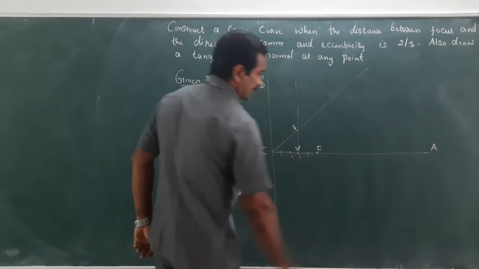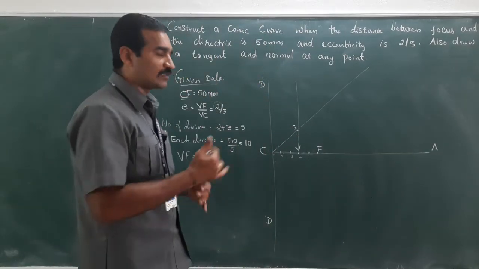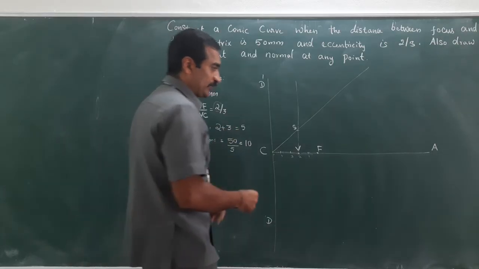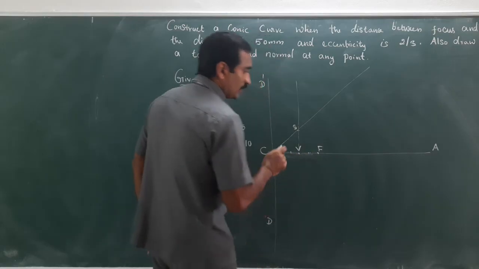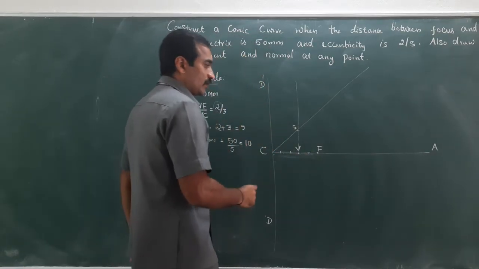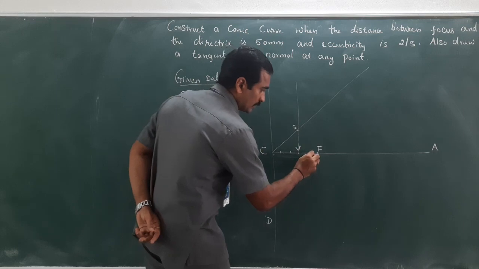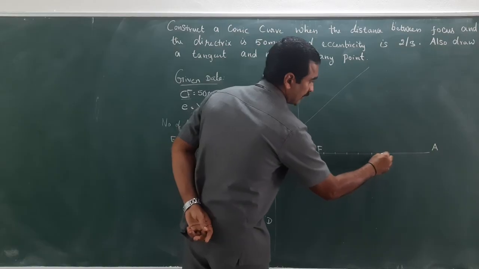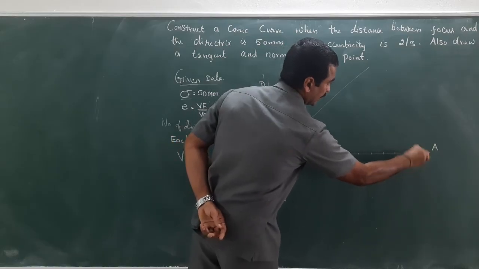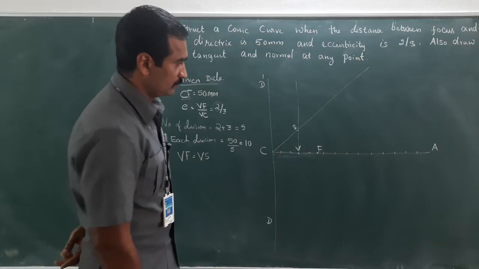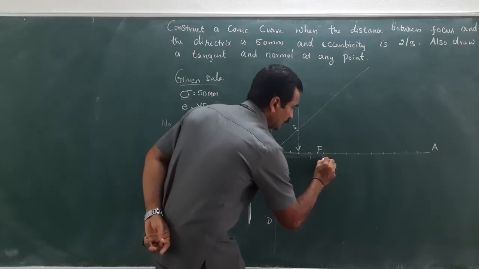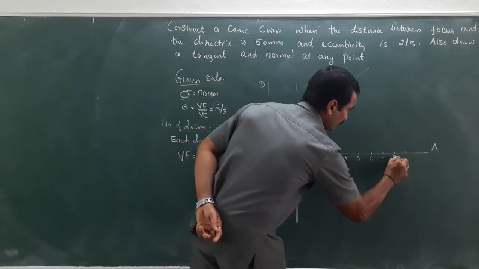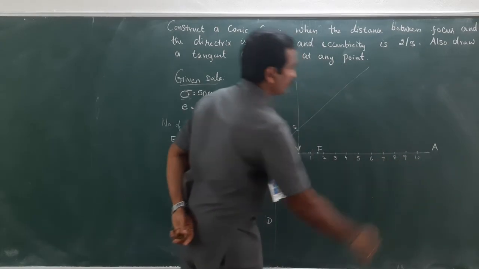Now along the axis, I am going to mark points at equal intervals. I am going to take 10 mm in the compass and cut an arc here. 1, 2, 3, 4, 5, 6, 7, 8, 9 and 10. And give the naming here: 1, 2, 3, 4, 5, 6, 7, 8, 9 and 10.